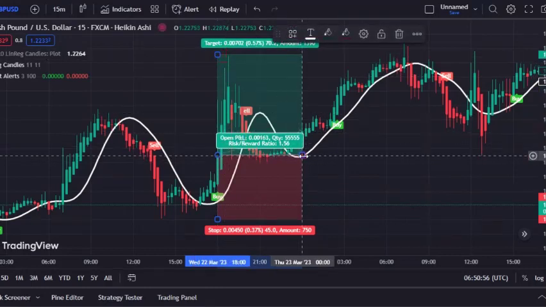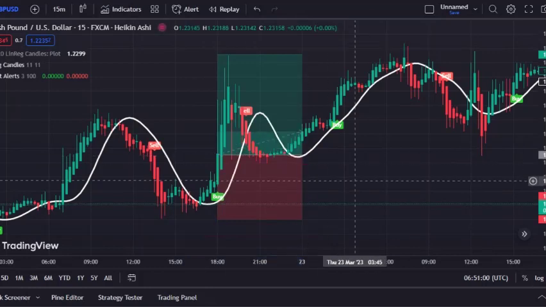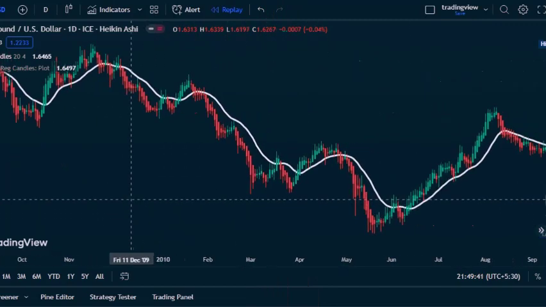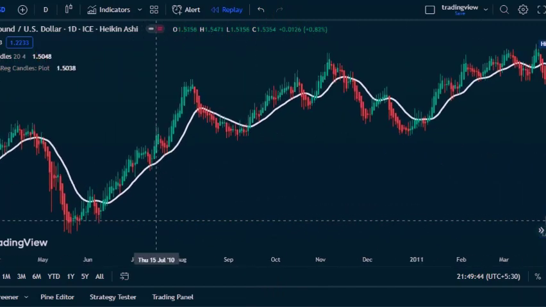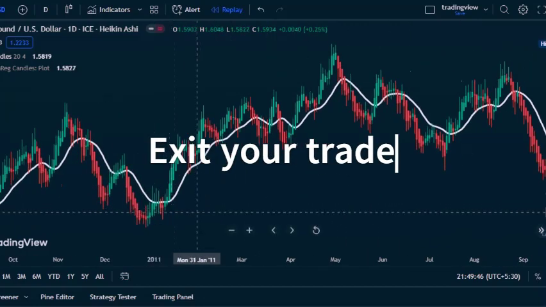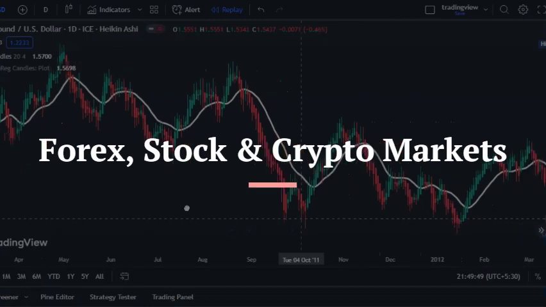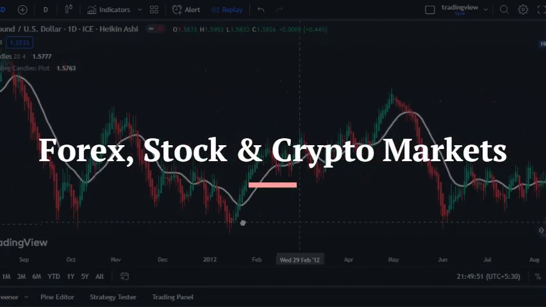But remember, don't forget about your trade after setting your take profit 1.5 times higher than the stop loss. Check charts frequently. Check whether there are any chances of trend changes. If you see something like that, then exit your trade right there. Don't wait for take profit. Alright, now let's see how it works in Forex, stock and crypto markets.